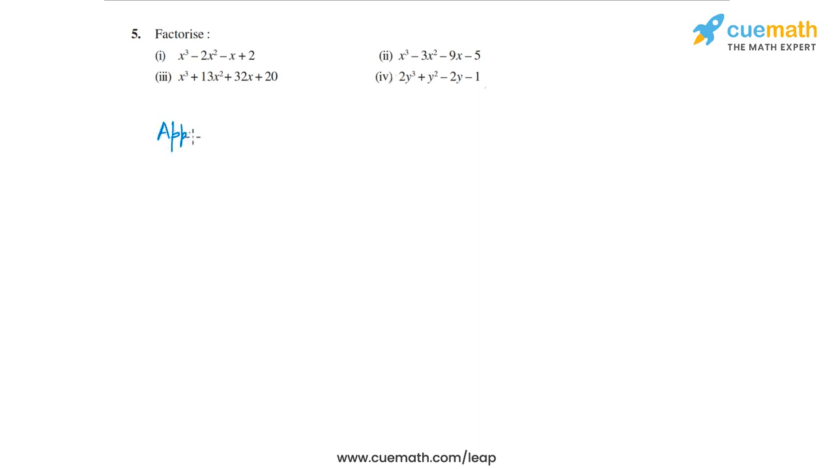Approach 1 could be that you find out one factor of the cubic polynomial using the factor theorem, and then you use long division to divide the polynomial by that factor, and then you're left with a quadratic polynomial, and then you can factorize the quadratic polynomial easily. So you find out one factor using the factor theorem, and then you divide the polynomial by that factor. You will be left with the quadratic polynomial. Then you can factorize the quadratic polynomial easily.